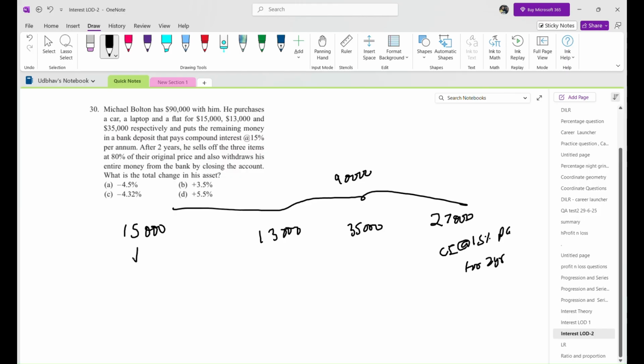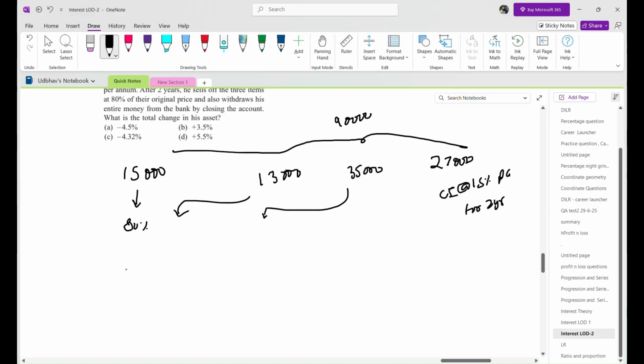After 2 years he sells off the 3 items at 80% of the original. Okay, so after 2 years he sells every item at 80%. 80% of 15,000 is 15,000 into 0.8, 12,000. So the car he sold at 12,000. The crazy laptop he bought, he sold it at 10,400, and the flat he sold at 28,000.